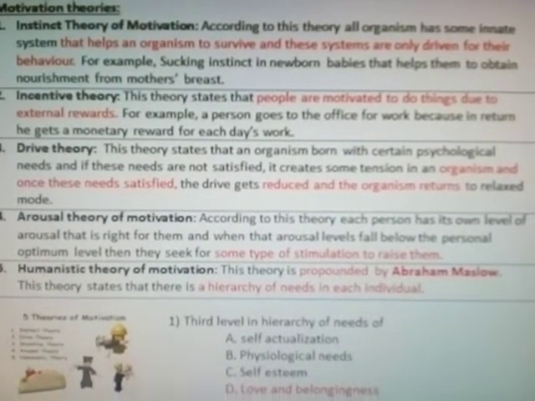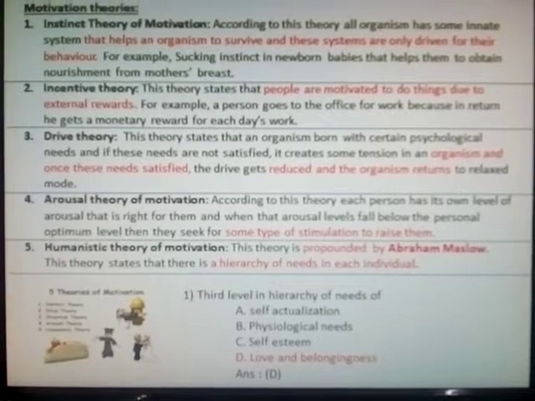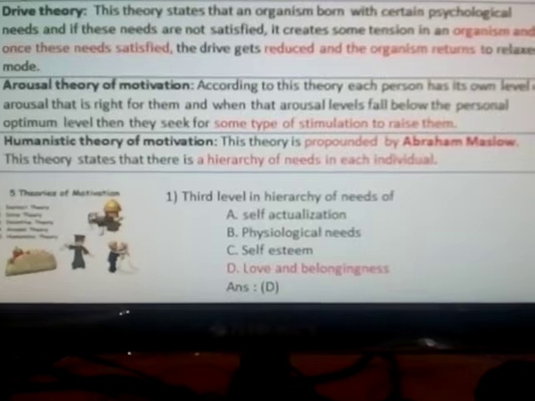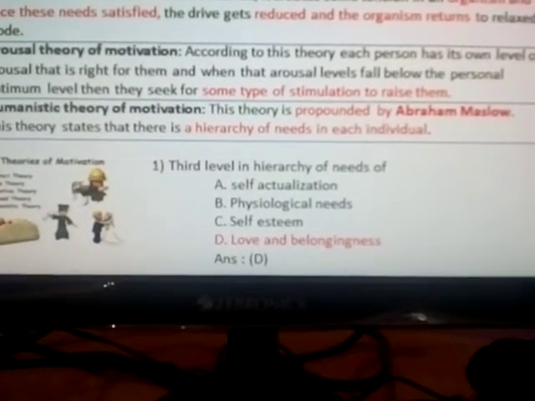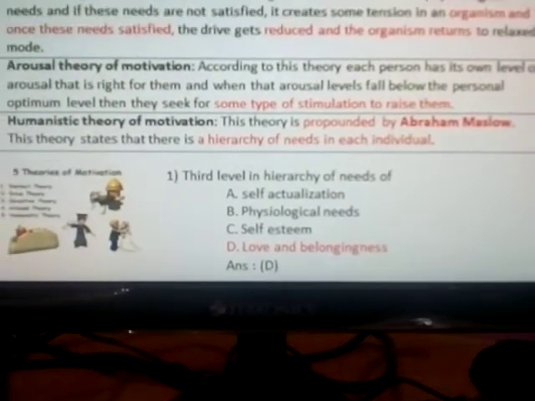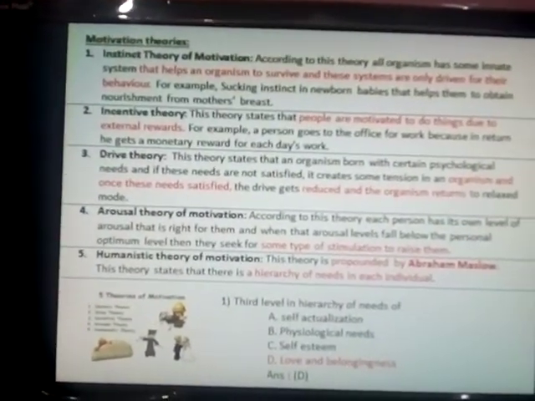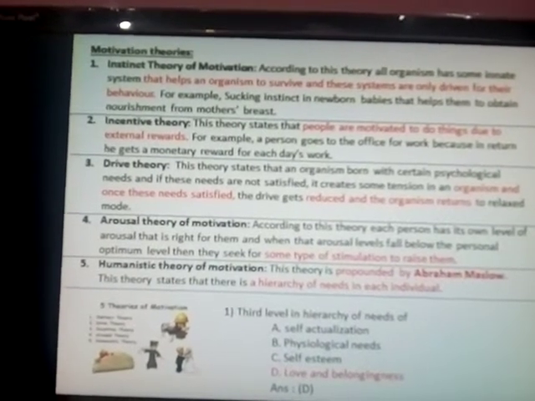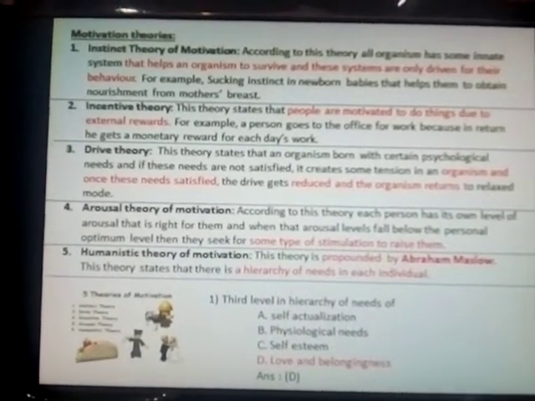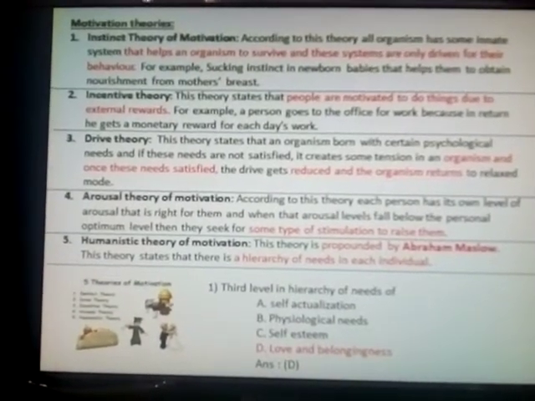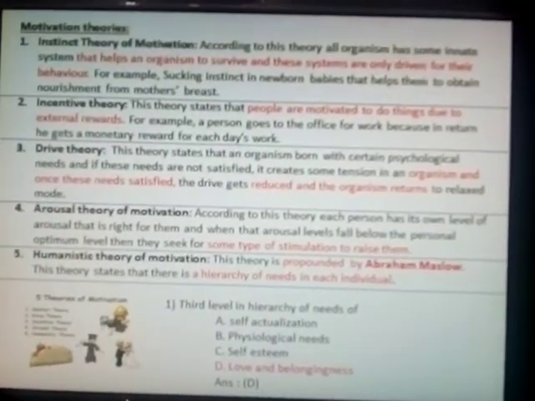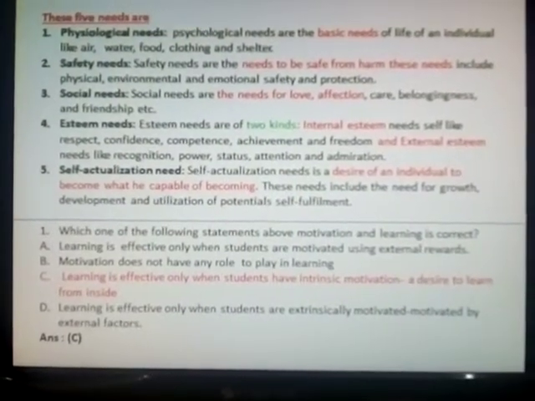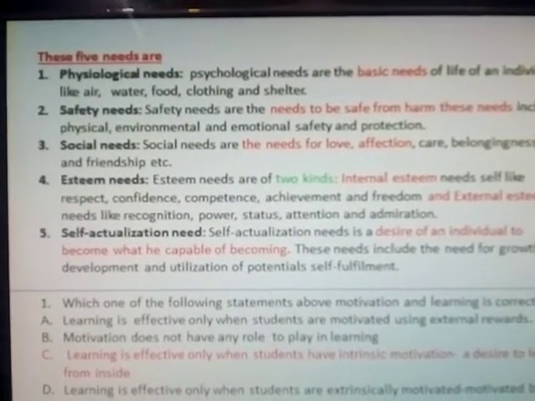Motivation theories. Read carefully. There are five theories. Question: Hierarchy of needs. Love and belongingness. Answer is D. We have marked it in red color. Please, this topic is important. Five needs are there.